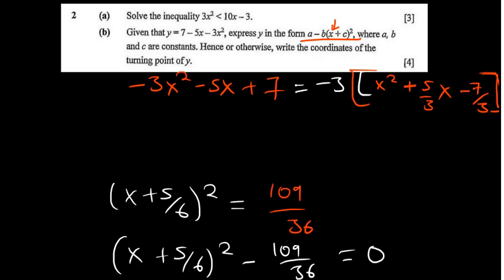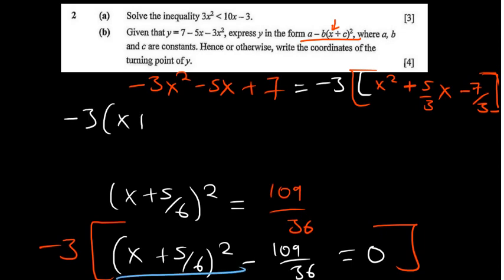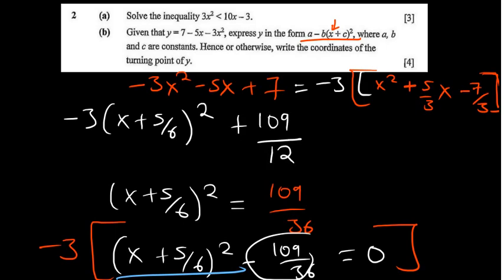Now let's not forget that when we started, we factored out a negative 3. So let's bring it back and distribute it. We're going to have negative 3, and then in the brackets x plus 5 over 6 squared, and then the other term is going to be positive. Now 3 into 36 is 12, so we have 109 over 12, equal to 0. So we've distributed the negative 3.